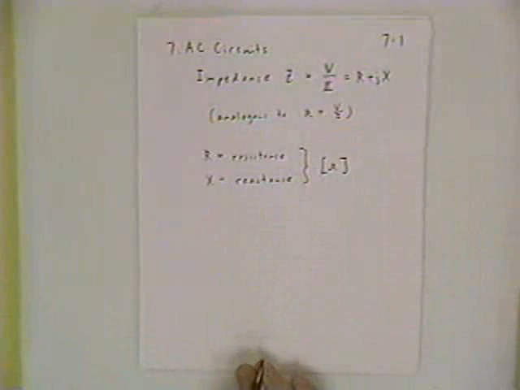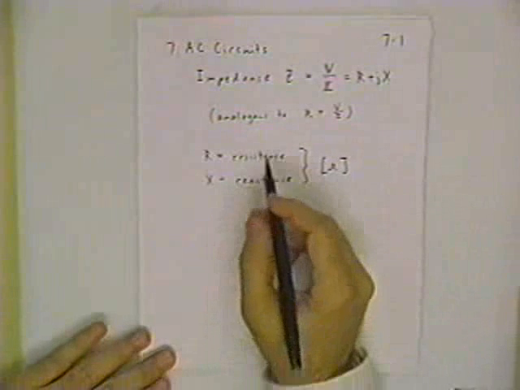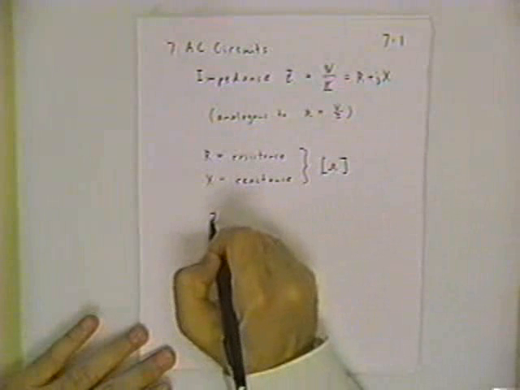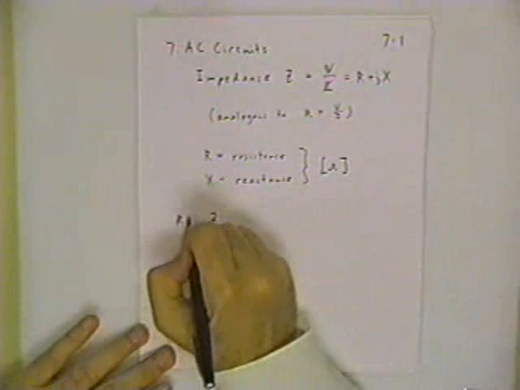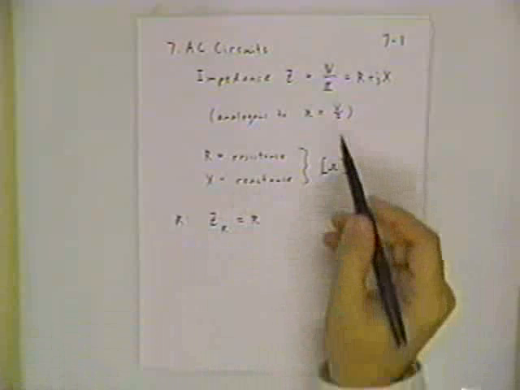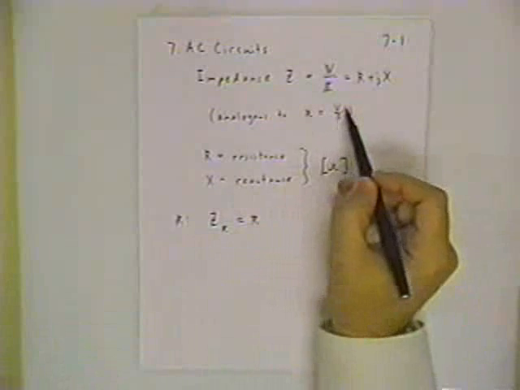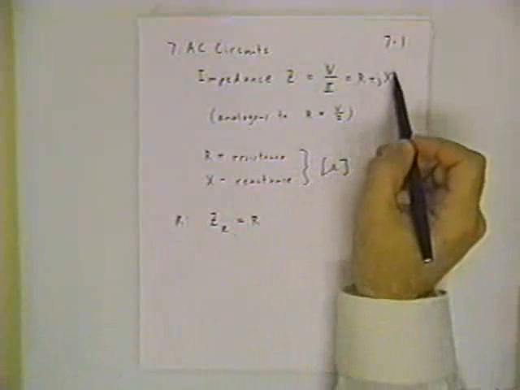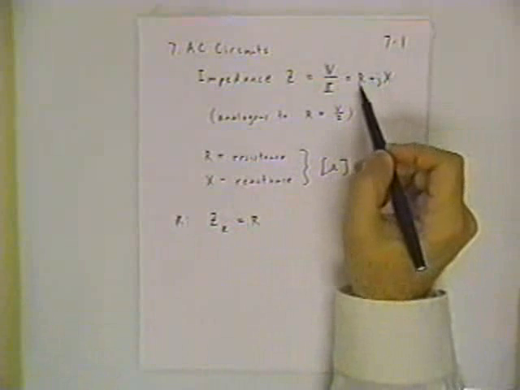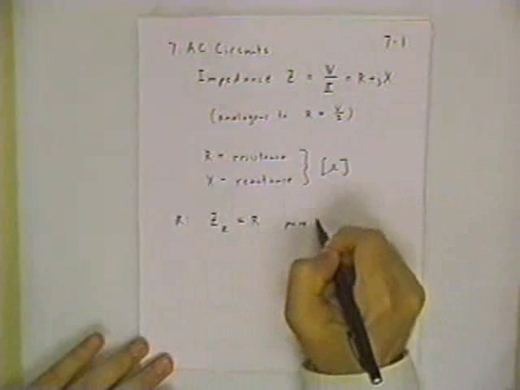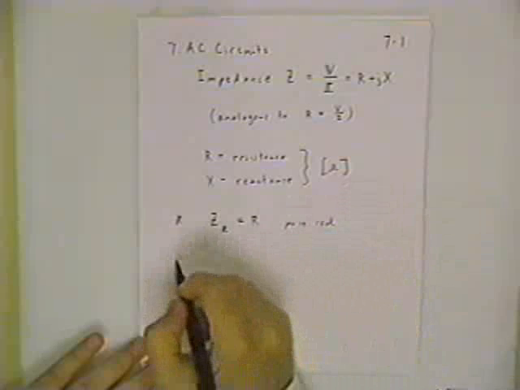Now, what we need to do is look at what are the impedance formulas for resistors, capacitors, and inductors. For a resistor, Z sub R is simply equal to R. We've already got the Ohm's law. It says this is a real number divided by a real number, so it's not complex at all. It doesn't have this imaginary part. The impedance of a resistor is purely real. It's a pure real number.